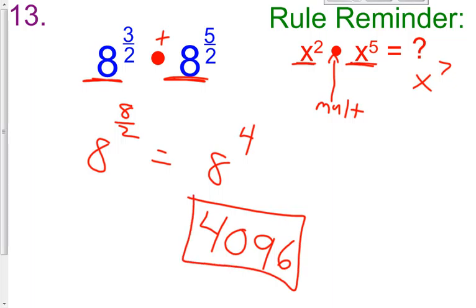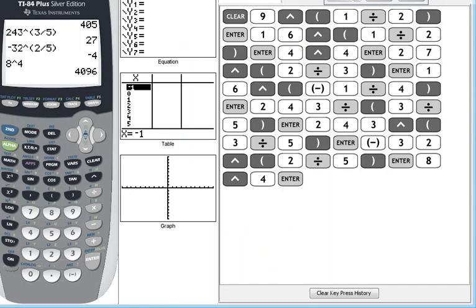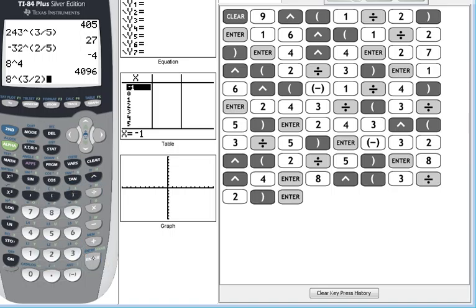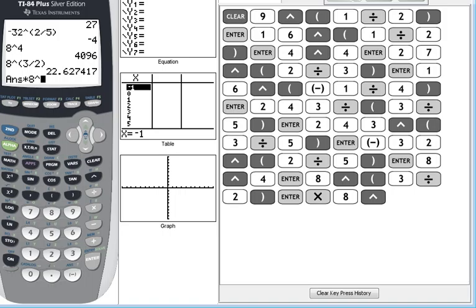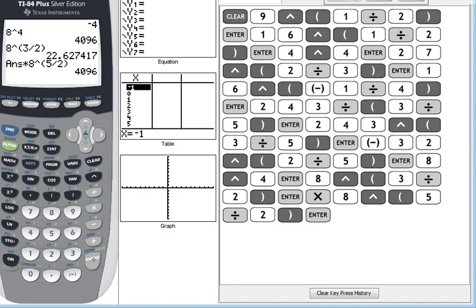All right, number 14. Well, before we do that, let's check it in our calculator. 8 raised to the 3/2. That's this number. That number times 8 raised to the, was it 5/2? 8 raised to the 5/2. So now when I press equals here, I should get the number 4096. 4096. All right, last one.